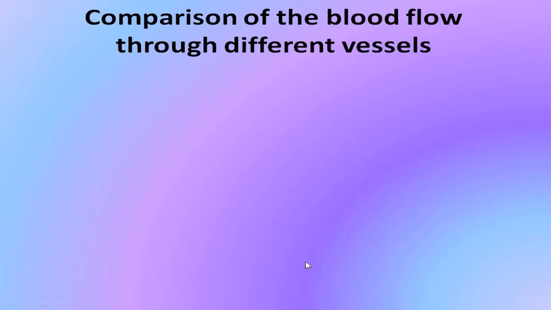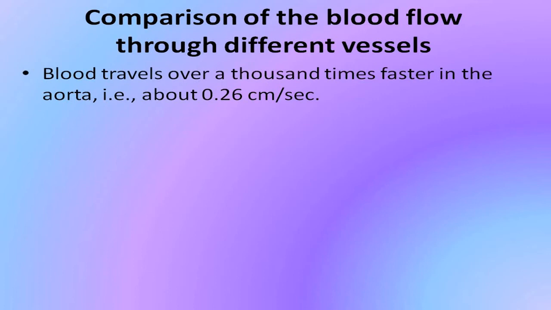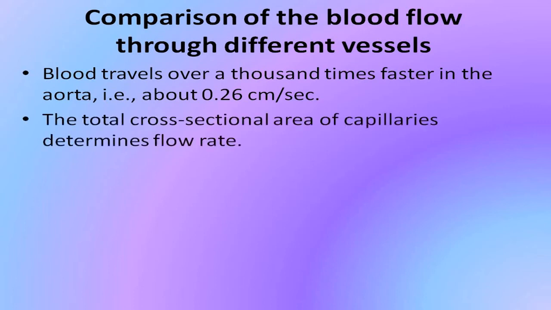Now the comparison of the rate of blood flow through arteries, arterioles, capillaries, venules and veins. Blood travels over 1,000 times faster in the aorta, that is about 0.26 centimeter per second, and the total cross-sectional area of capillaries determines the flow rate, because the rate of flow of blood slows down in the capillaries because the cross-sectional area of the capillaries is more as compared to arteries, arterioles and aorta.